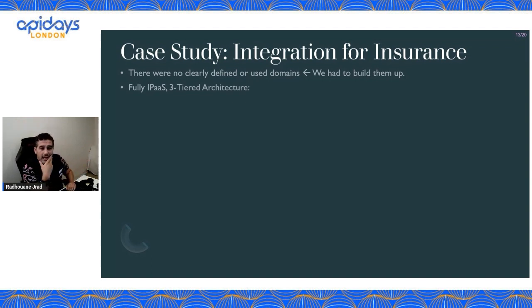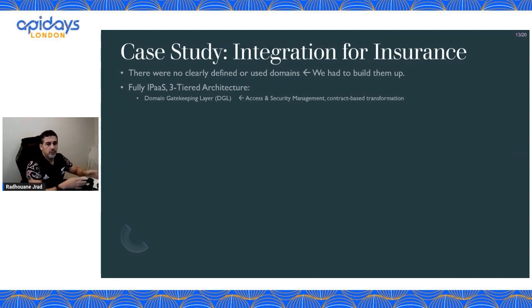So we went for the full cloud, 3-tiered architecture. Now, you can implement DDD in different ways. So don't think this is actually the way to do it. But in this case, this was the way to do it. And we had 3 layers. What we call the domain gatekeeping layer. This is not the gateway. It's a gatekeeping layer, whereby the access is managed. Every domain has an access.